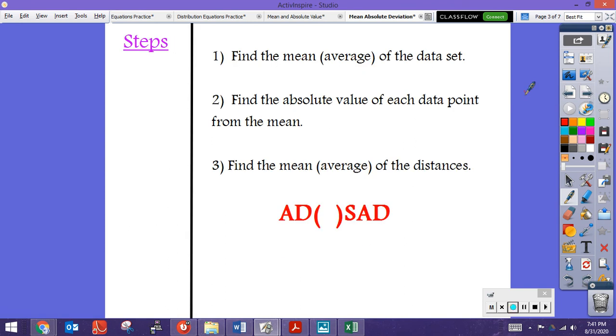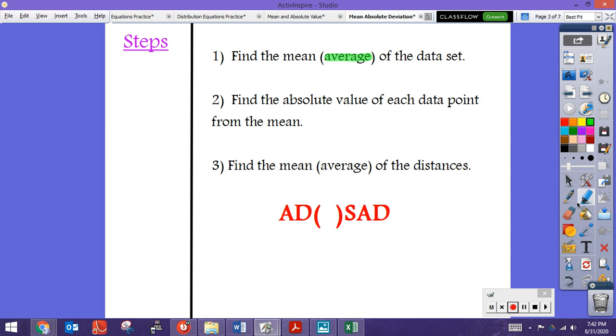So steps wise, you're going to want to find the mean of the data set, which mean is another word for average, right? So we'll find the average of the data set, which we did in DIY 1, finding the average. And then after you find that average, you're going to get the absolute value of each data point from the average, or from the mean. Alright, so you're going to just get the difference, see how far away every data point is from the average. And then after that, you would find the mean of those distances. So it's really just 3 steps.